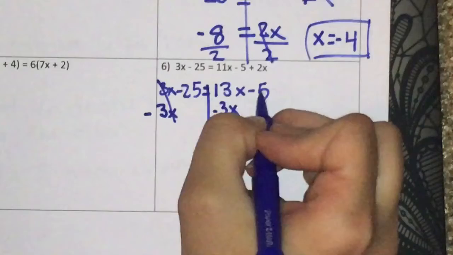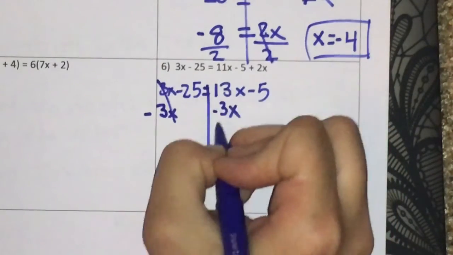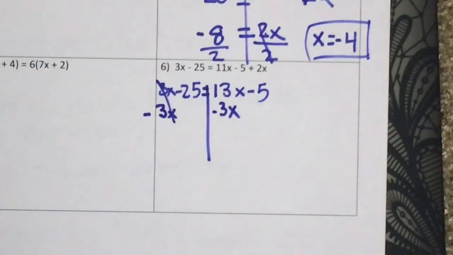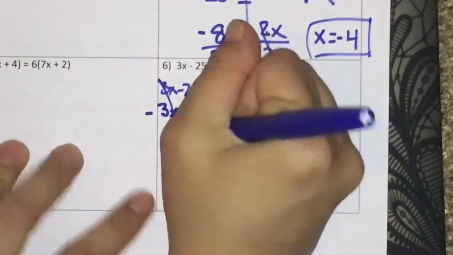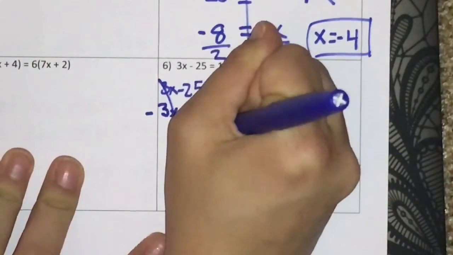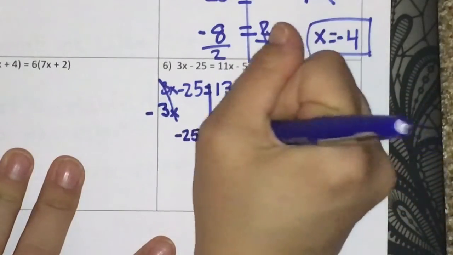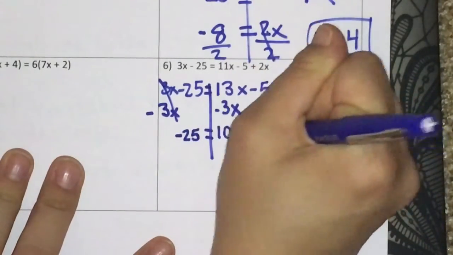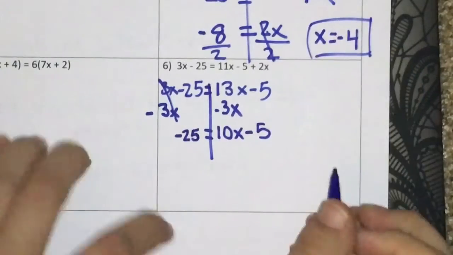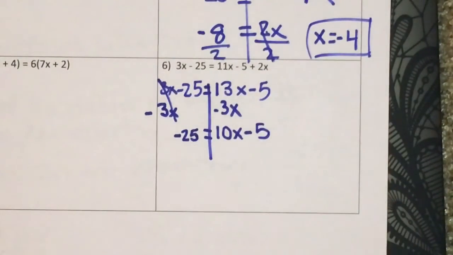Keep in mind, you are only subtracting the terms that are the same. I'm not subtracting the 3x from the 5. I'm only subtracting it from the 13x because they have the same variable. They are like terms. You can only subtract when you have like terms. So negative 25 equals 10x minus 5. Now get all of our numbers to the other side.